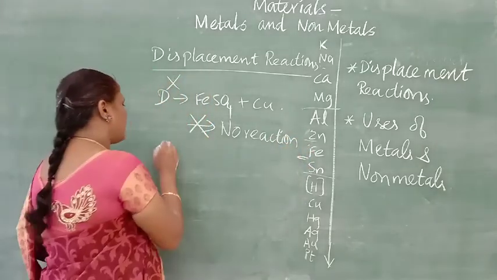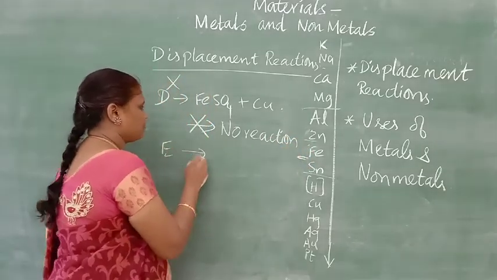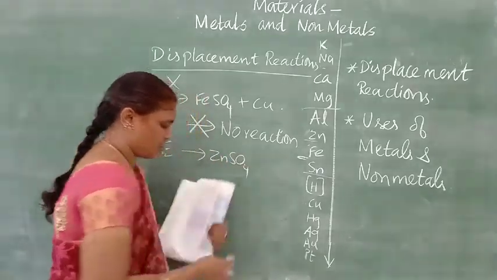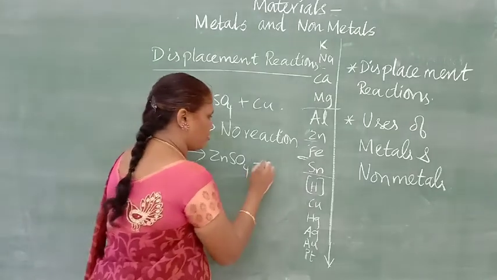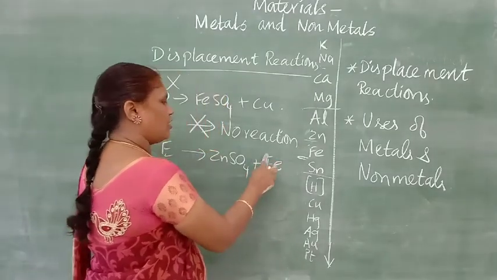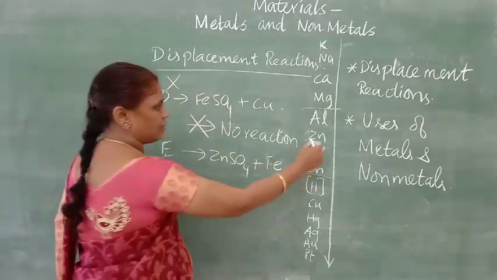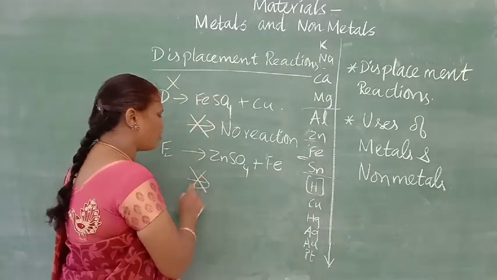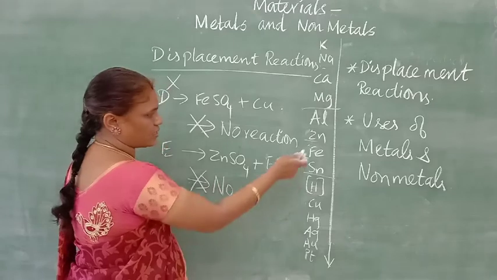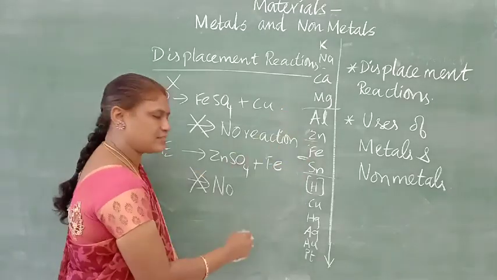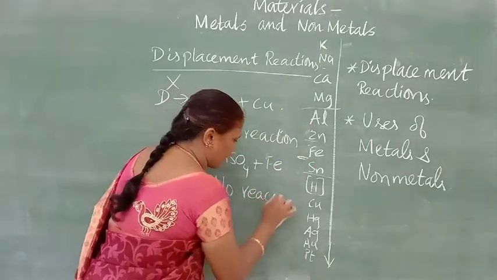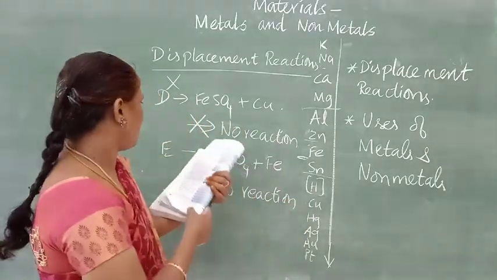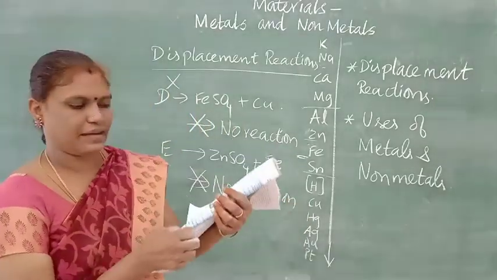Then we can see E. What is that? Zinc sulfate, when it reacts with iron. Now we can see this zinc sulfate and this is iron. Does this reaction take place? No. This also will not take place because iron is less reactive than zinc. So no reaction takes place. Only the reaction takes place in A and B. C, D, E will not take place.